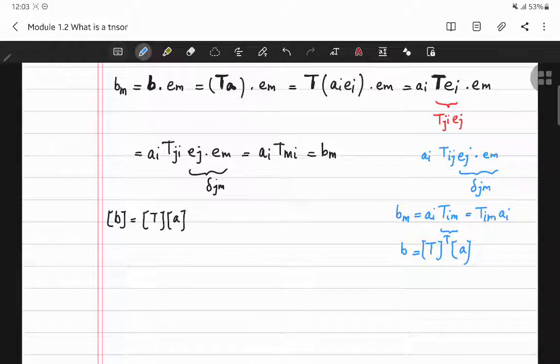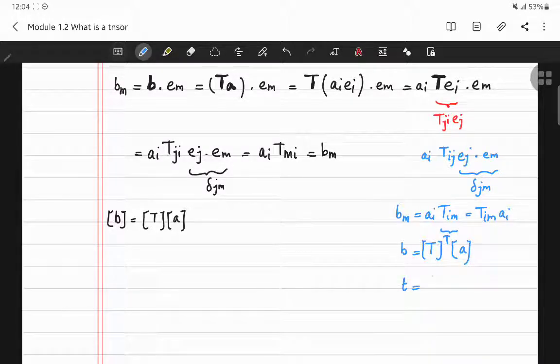So if we write b is equal to t transpose a, because this is equal to tim ai, it doesn't differentiate if you write it either way. So this becomes b is equal to t transpose a here. For the sake of continuity, we wrote it like this, tji ej. We didn't follow the notation available in other books, but some others follow this kind of notation.